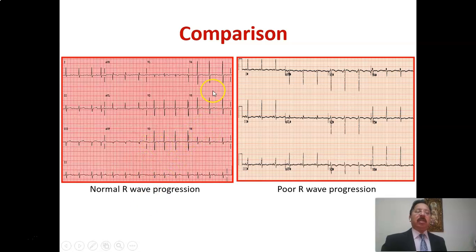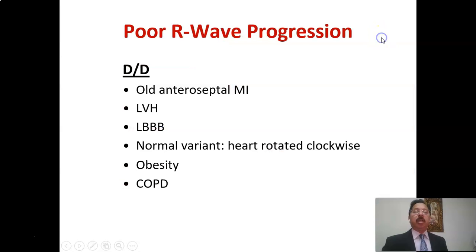Okay, look at this ECG for comparison. V1 and V2, V3, V4, V5 and V6. If you look at the first ECG, there is a very nice progression. That's normal progression. But if you look at the second ECG, there is a poor progression. The R wave remains the same, especially in the first 4 leads. So this is somewhat poor progression, and there can be a few causes for poor R wave progression.